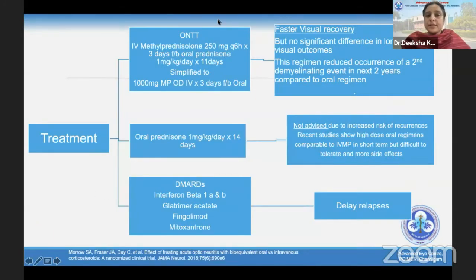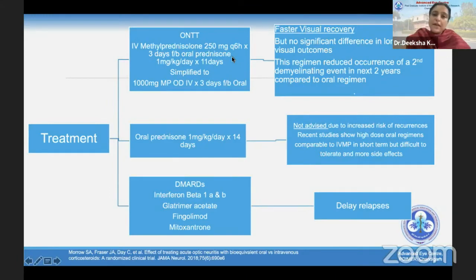As far as the treatment is concerned, the optic neuritis treatment trial used IV methylprednisolone 250 milligrams 6 hourly for 3 days, followed by oral prednisolone for 11 days. This has now been simplified to a pulse dosing regimen of 1 gram IV for 3 days, followed by oral.